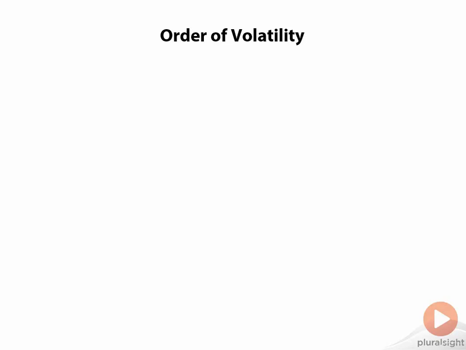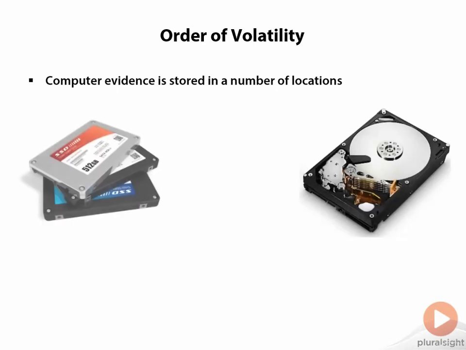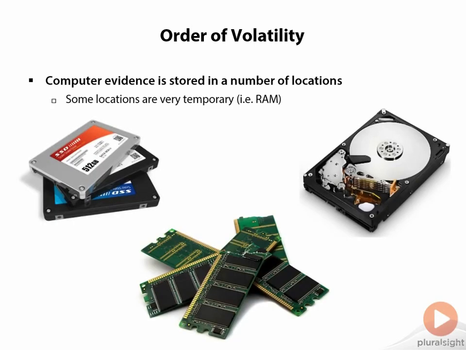Okay, so let's talk about the order of volatility. So what does that mean? Well, as we know, computer evidence is stored in a number of locations. It can be stored on a magnetic disk, it can be stored in flash, it can be stored in RAM, etc., etc. So some locations are very temporary.